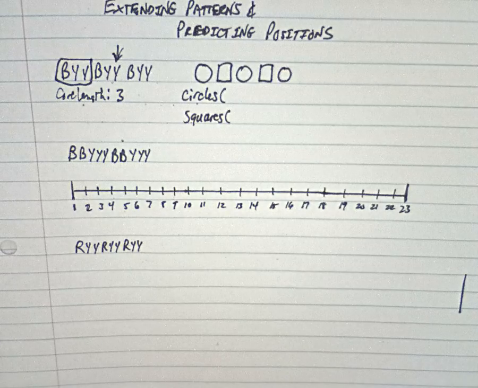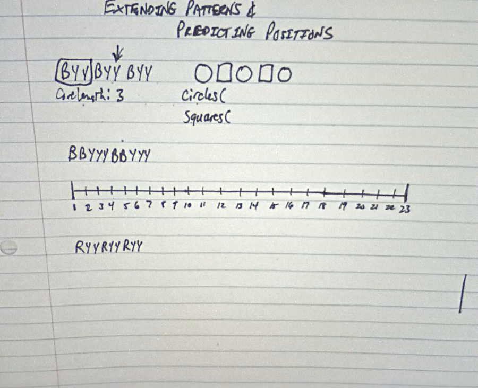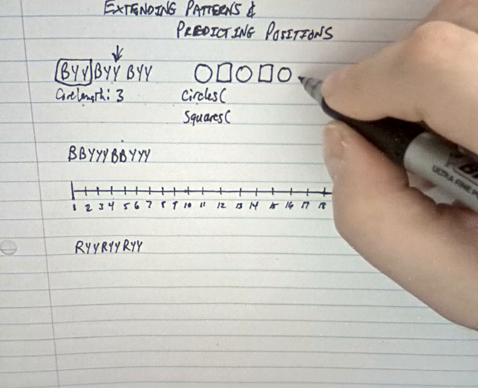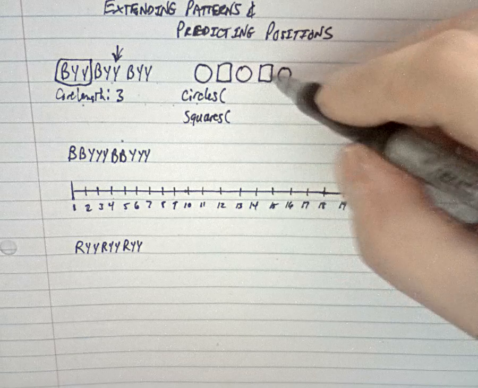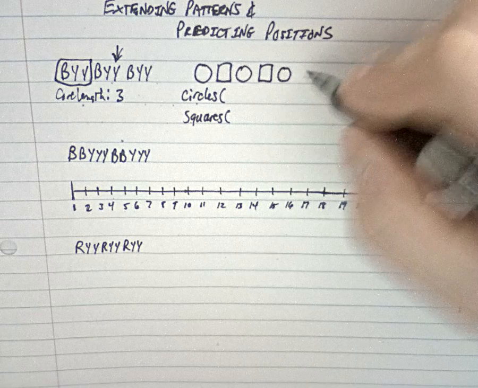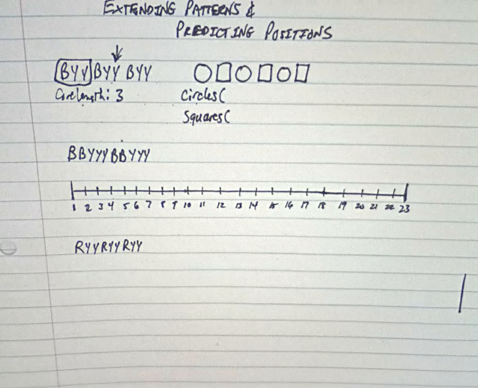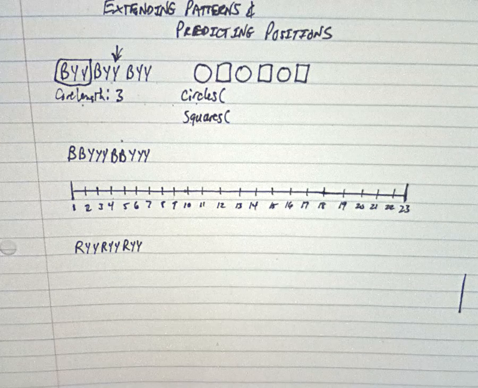We're going to be using a process with number lines and skip counting. So let's identify what the core is. If you said the core was circle, square, you're correct. And if we were to extend this pattern, what would we put on the end? We have circle, square, circle, square, circle. Something's missing. You've probably figured out we would need a square. So that's how you would extend the pattern.